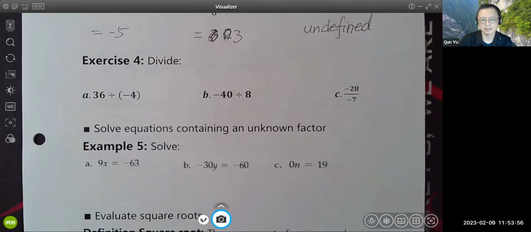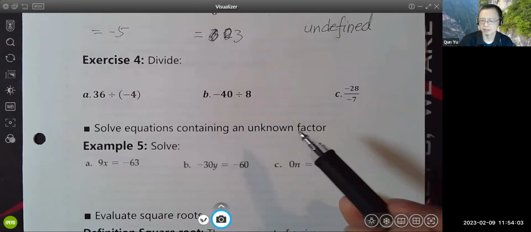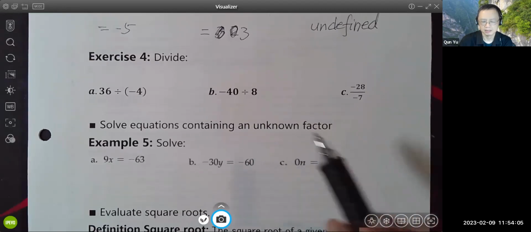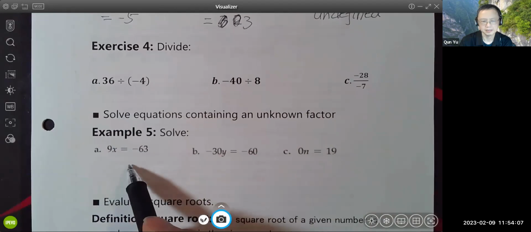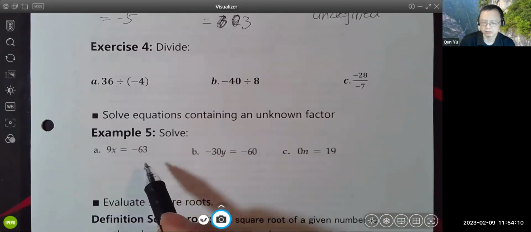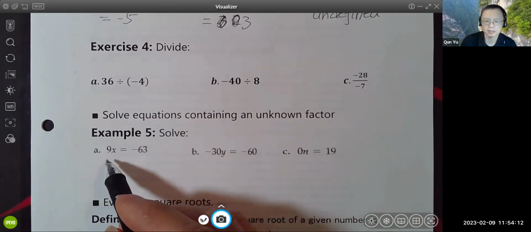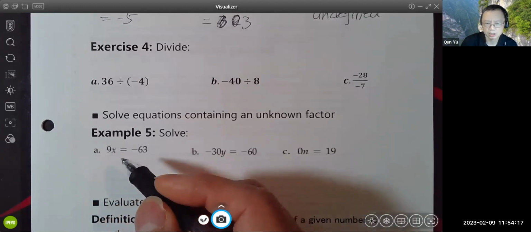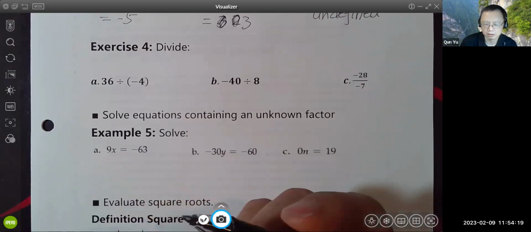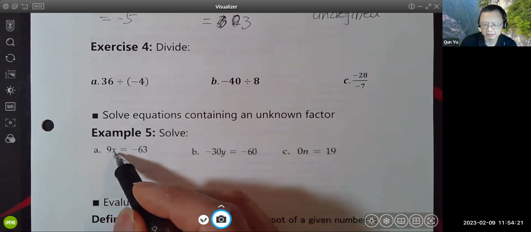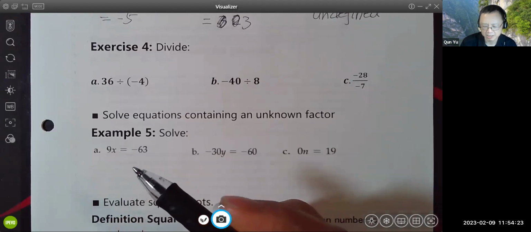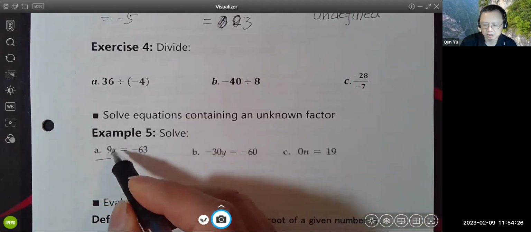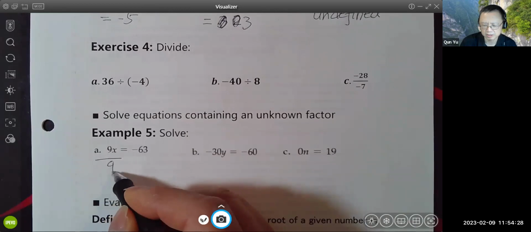Our next topic is solving some equations containing an unknown factor. So let's look at them. The first one, 9x equals -63. We want to solve for x, so we want to get rid of 9. And to get rid of 9, you do the opposite operation. What is the opposite operation? 9 and x are connected by multiplication. So the opposite operation of multiplication is division.